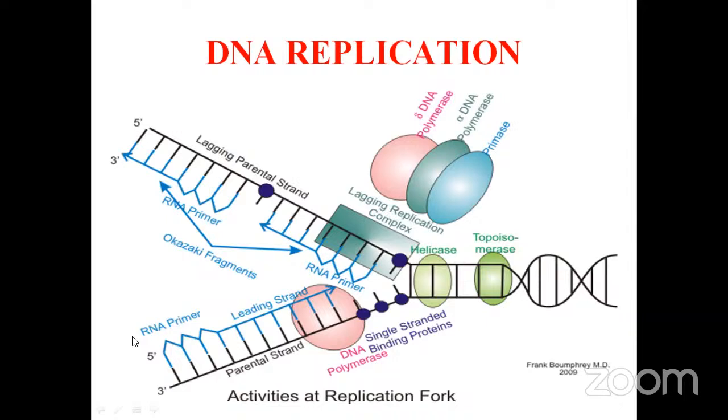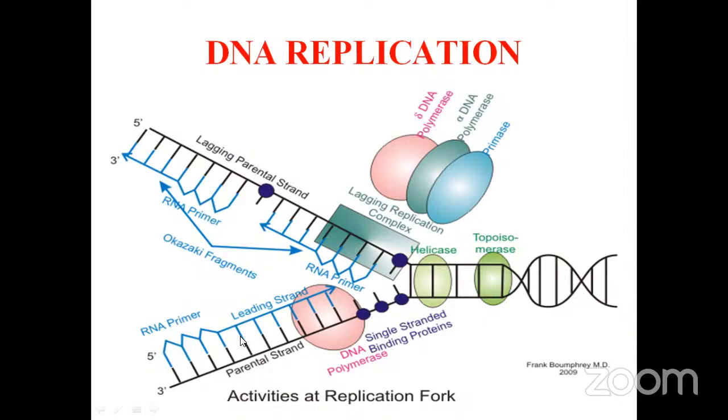Which enzyme is recruited? DNA polymerase. In prokaryotes, it is DNA polymerase, but in eukaryotes, alpha polymerase and beta polymerase enzymes are recruited. So the DNA polymerase enzyme attaches to the primer, and its function is to synthesize the new strand and also remove the hydrogen bonds.